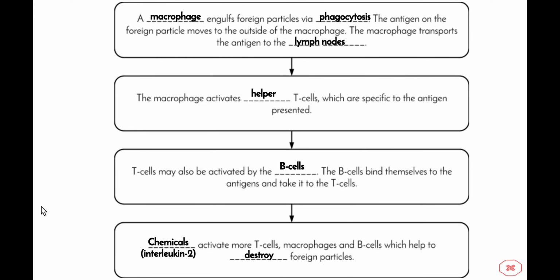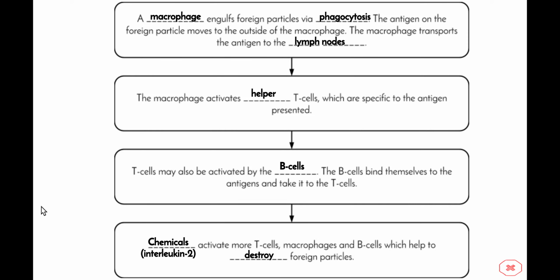So this little flowchart just summarizes into 4 fairly simple points. The immune response is much more detailed than 4 points, but this just puts it into 4 fairly straightforward sections. So first off, the macrophage engulfs the foreign particle through the process of phagocytosis. The antigen on the foreign particle is then displayed on the outside of the macrophage, and the macrophage carries the antigen to the lymph nodes.